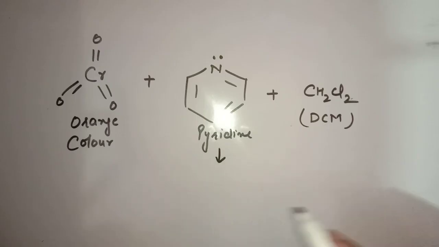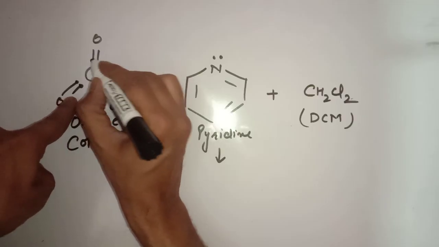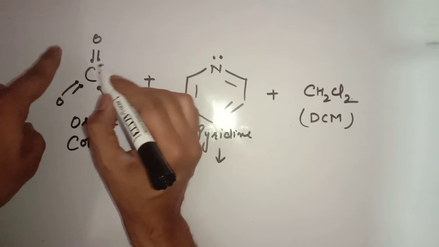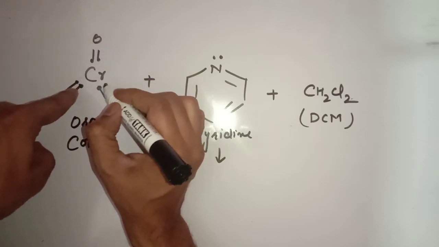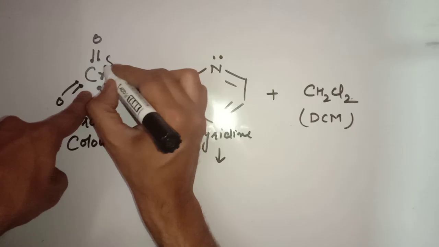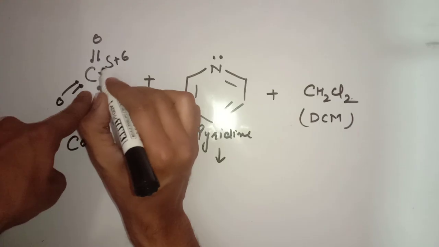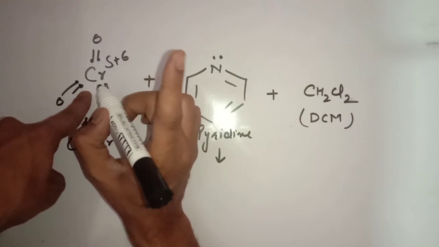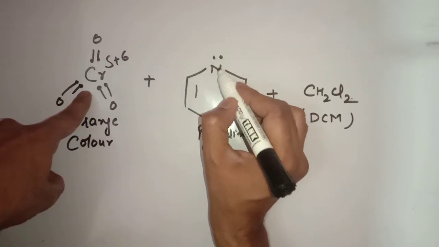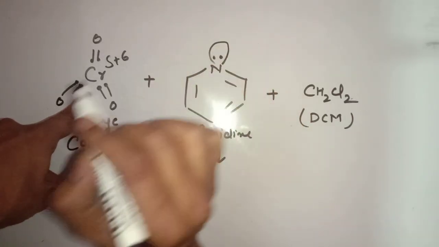In this condition, first let me tell you about chromium here. Because chromium is connected with oxygen, sharing 6 electrons, and as you know oxygen is more electronegative than chromium, all the 6 electrons go toward the oxygen side. That's why it is carrying partial +6 charge, due to which partial vacant orbitals are generated around chromium, d orbitals. In those d orbitals, this nitrogen of pyridine with a lone pair will start filling its electrons partially.